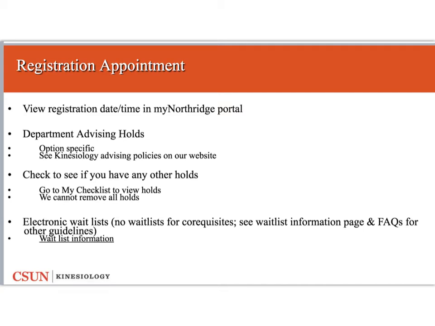So if you're trying to get on a wait list and it doesn't allow you, it could be that that course doesn't have a wait list. If you want more information about wait lists, you can go to the wait list information page on the CSUN website. They also have some FAQs there.